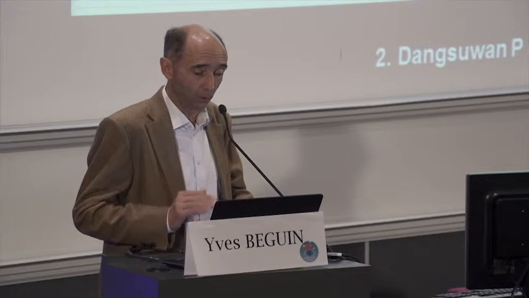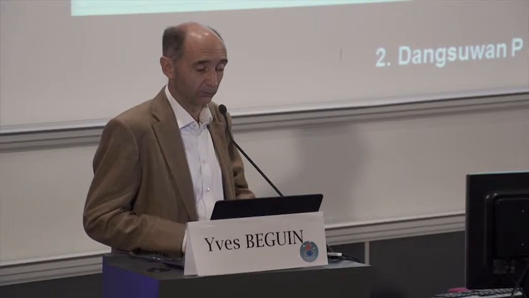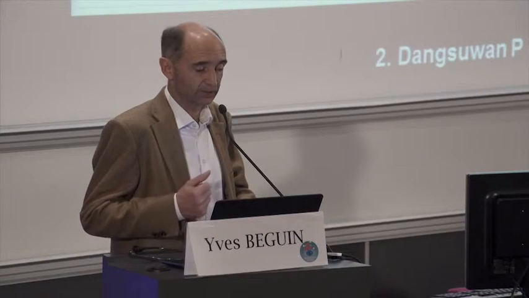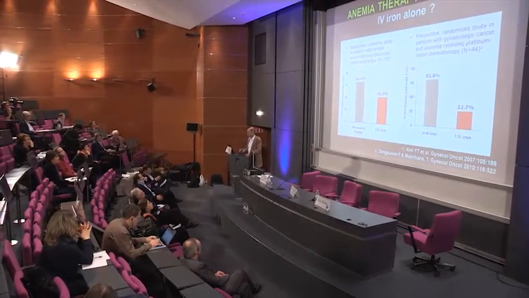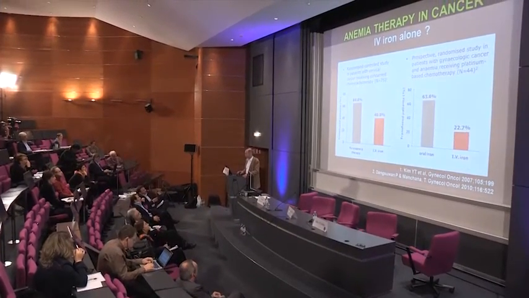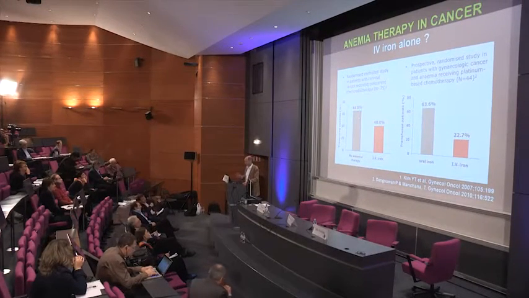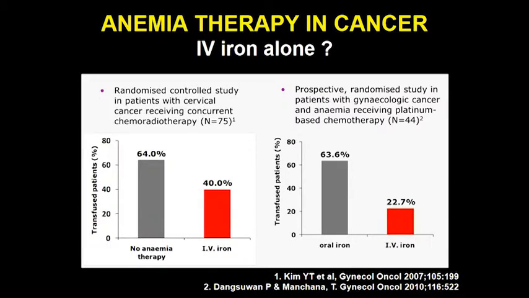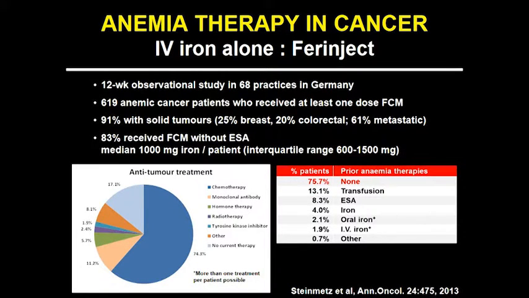They are randomized control studies of average quality in anemic patients on chemotherapy treatment, comparing patients on IV iron to patients with no anemia therapy. Well, the ones on IV iron tend to need fewer perfusions. Let me emphasize again that those studies are on a small scale and of average quality, so it's not conclusive enough. Now, coming to ferinject.